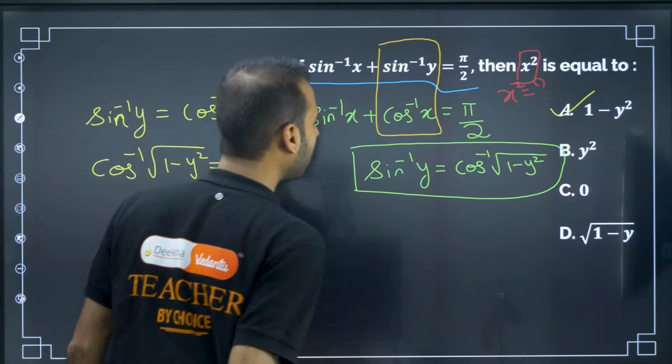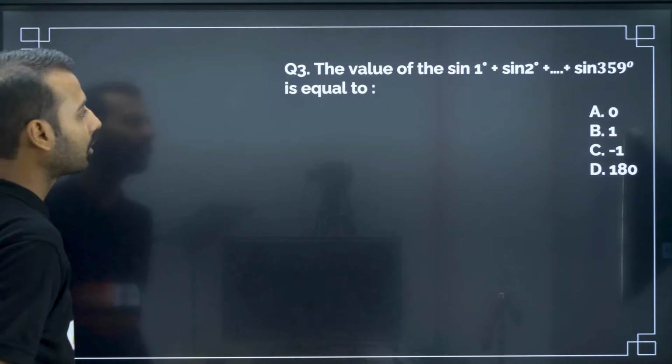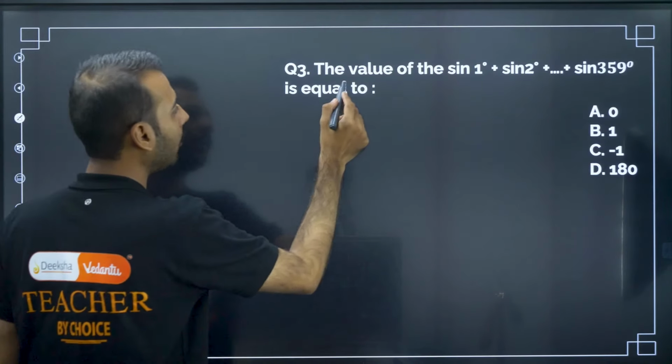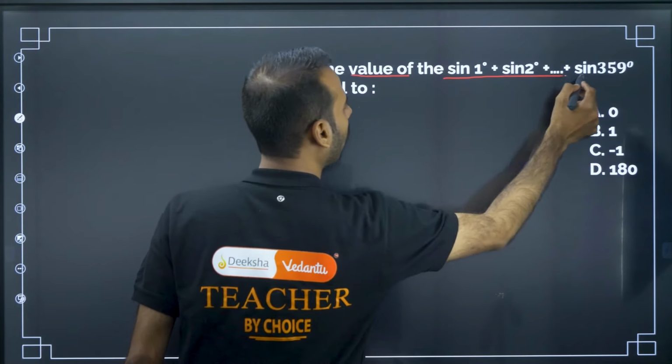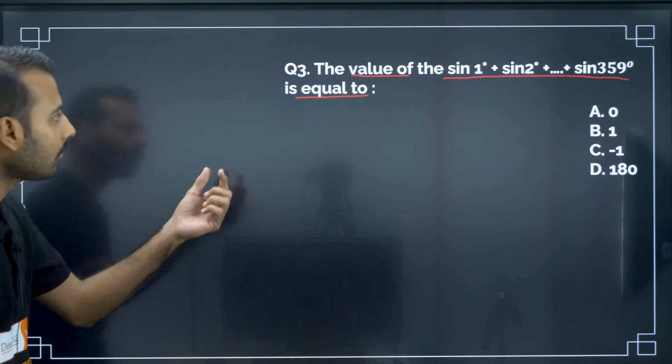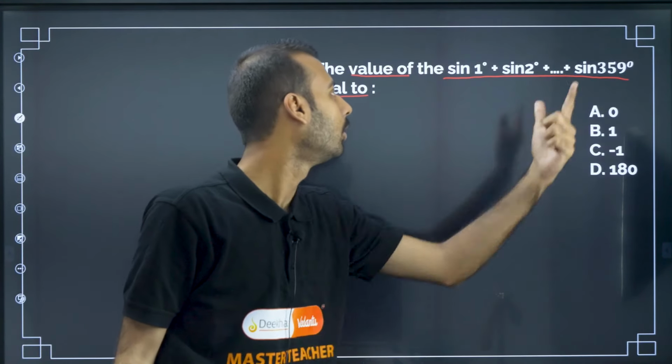So 1 minus y square is the answer for this. Moving on to the next question. The value of sine 1 degree, sine 2 degree, up to this is equal to what? They are asking to find its value.